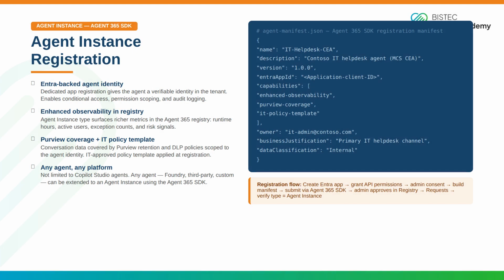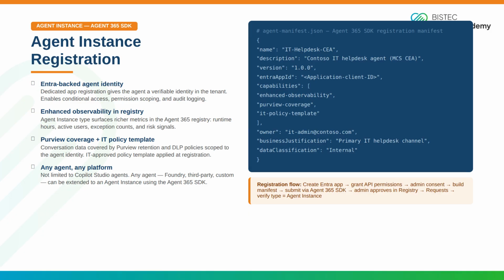Agent instance is the governance tier that ties everything together. Any agent, Copilot Studio, Foundry, Agent Toolkit, third-party, custom-built, can be extended to an agent instance using the Agent 365 SDK. You are not rebuilding the agent. You are extending it. The benefits of agent instance registration are 4-fold.